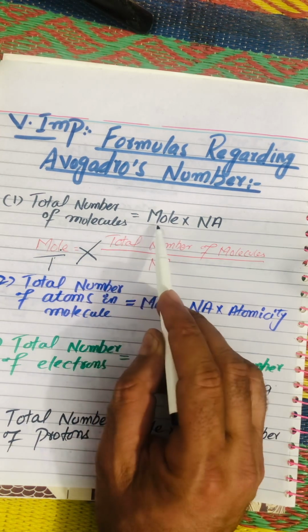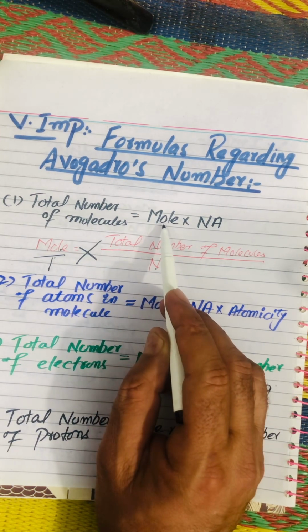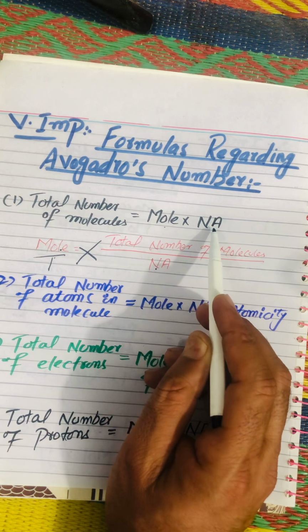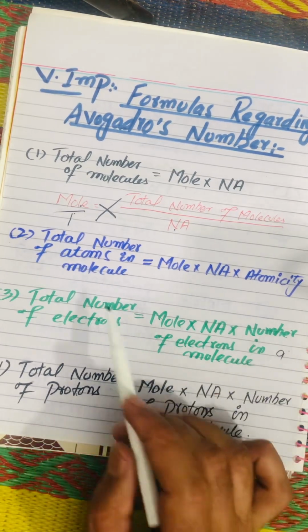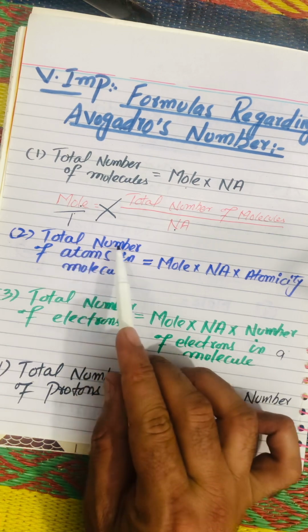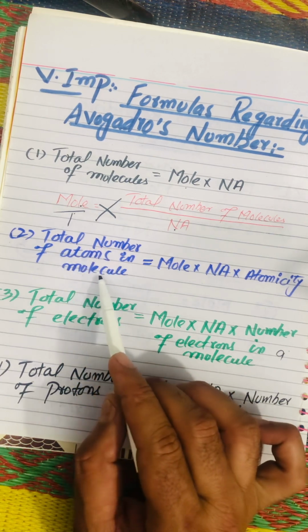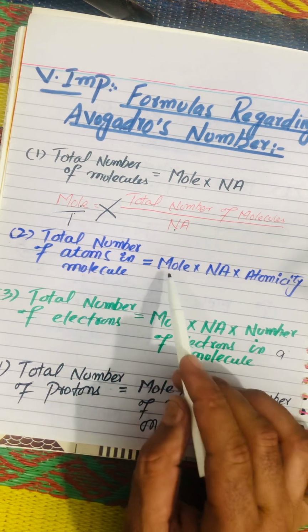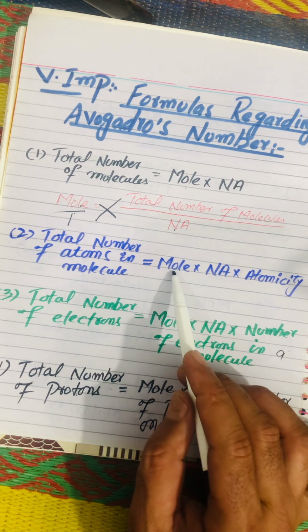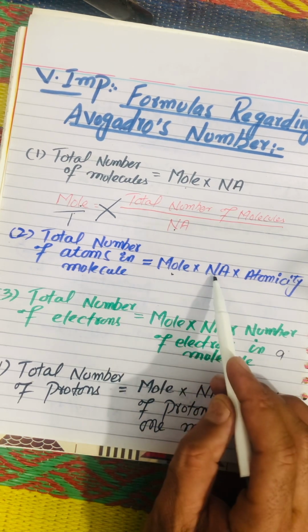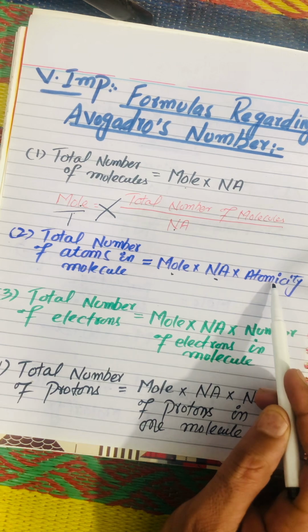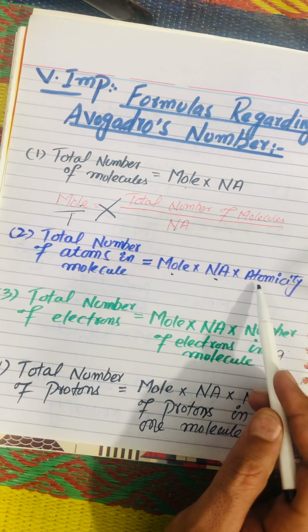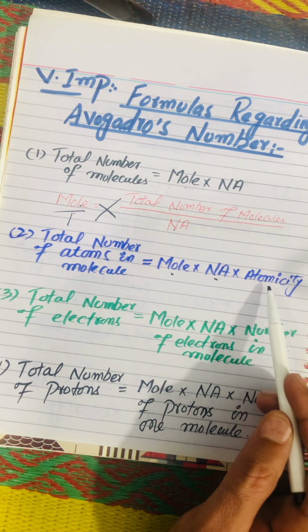It will be equal to multiplying mole with Avogadro's number. Similarly, in the second formula, the total number of atoms will be equal to number of moles multiplied by Avogadro number and atomicity. Atomicity means total number of atoms in a molecule.